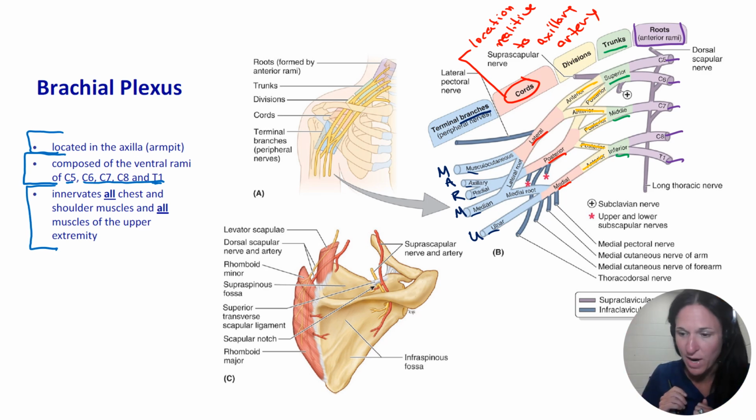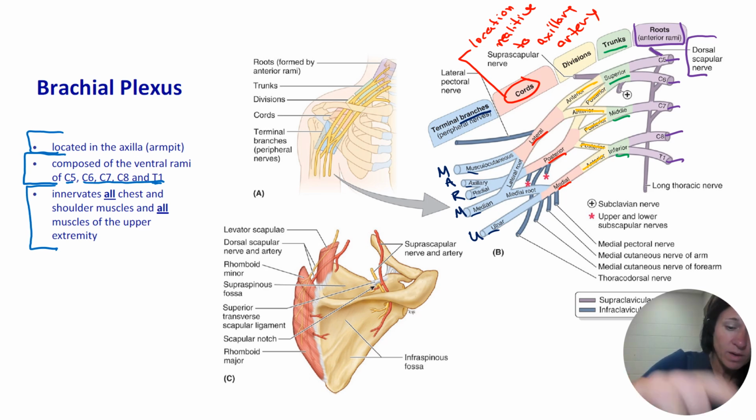Now, if we look back at the supraclavicular branches of the brachial plexus, we can see coming from the ventral rami of C5 our dorsal scapular nerve, which we learned when we were looking at the shoulder. All right, so we have the dorsal scapular nerve we see here running with the dorsal scapular artery, and this is providing somatic motor innervation to levator scapulae, rhomboid minor, and rhomboid major.